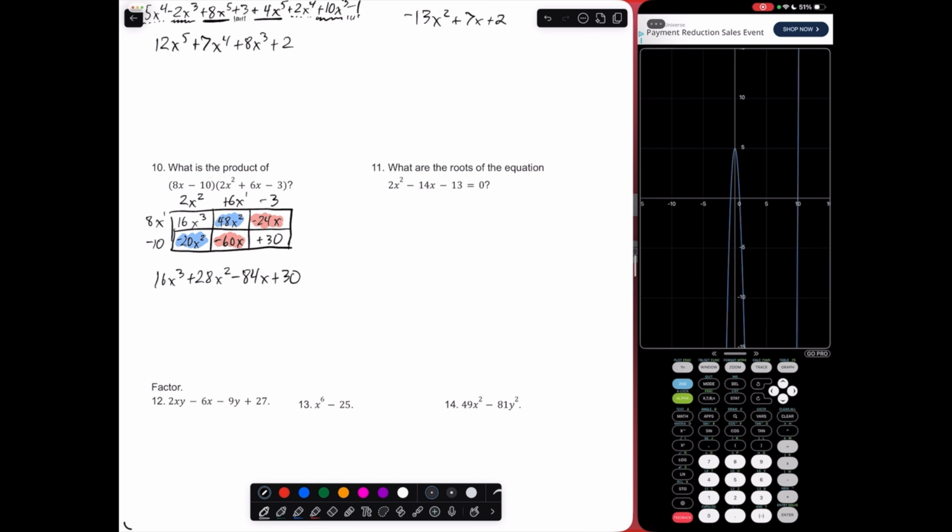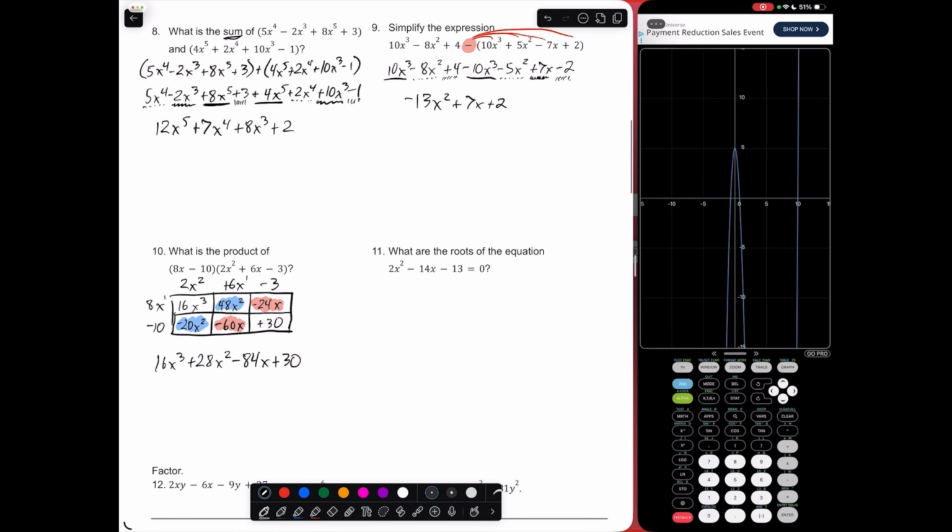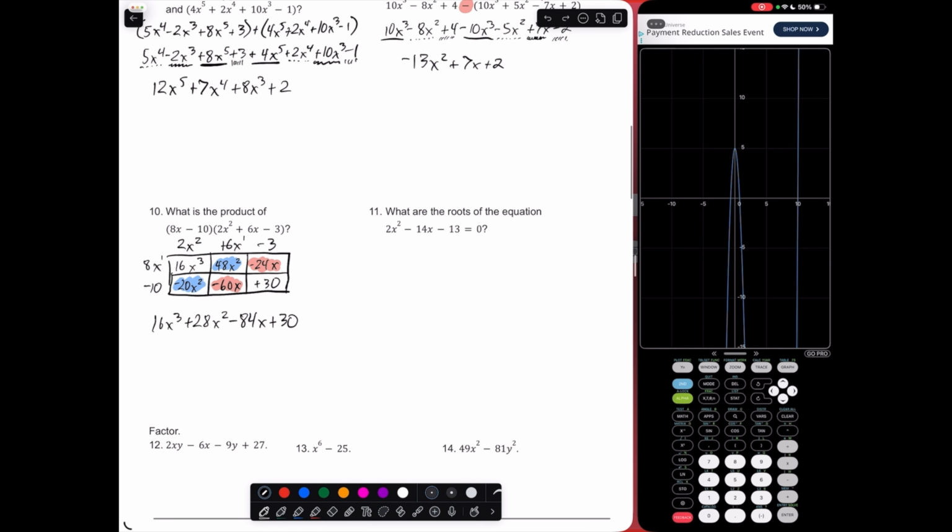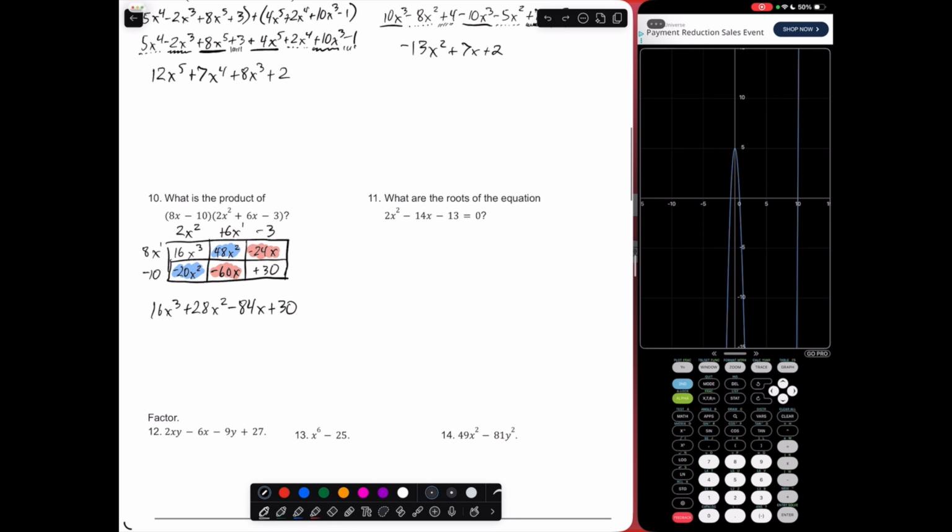-84x plus 30. So notice in numbers 8 and 9, as we added and subtracted terms, the exponents stayed the same. We didn't change anything about those. Number 10, because we were multiplying, for example, like to get this 16x cubed, the exponents were added together. Once we start combining the terms, the exponents don't get changed. So that's for 10. 11, what are the roots of the equation?